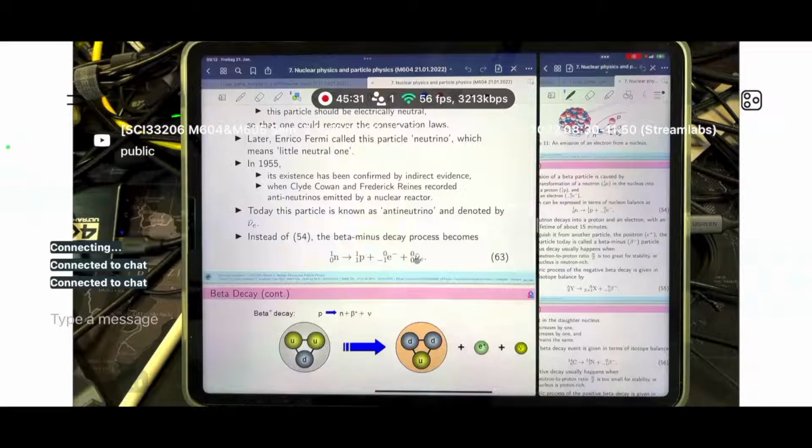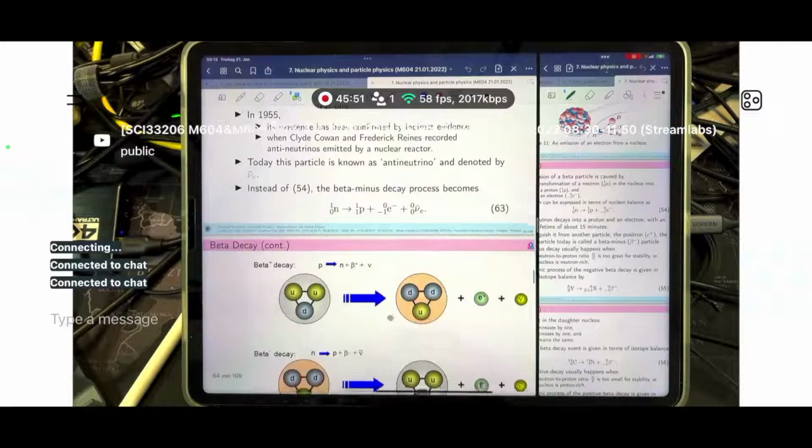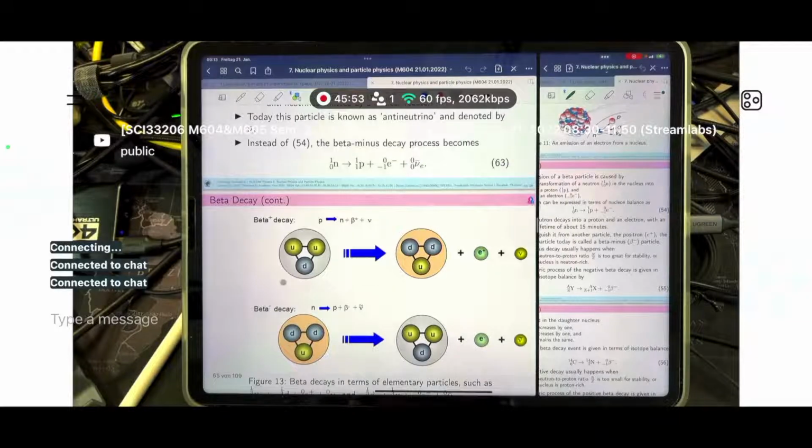It doesn't interact with other things because it's neutral. It has no charge. So the information on this one is still missing, and physicists are still trying to get some information about this. Unfortunately, in my lifetime, I cannot deliver the actual information to you for this particle. Okay, let's make the conclusion for the beta decay process.